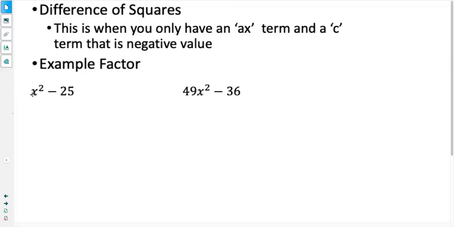So for example, this one, the square root of x squared is x. So we'll start each of our binomial factors with x. And then the square root of 25 is 5, so we end each one with 5. And then a difference of squares means that one is positive, one is negative. We'll do the same thing with this one, except for this one we have a 49 in front, so the square root of 49x squared is 7x. And the square root of 36 is 6, so we've got plus 6 and minus 6.